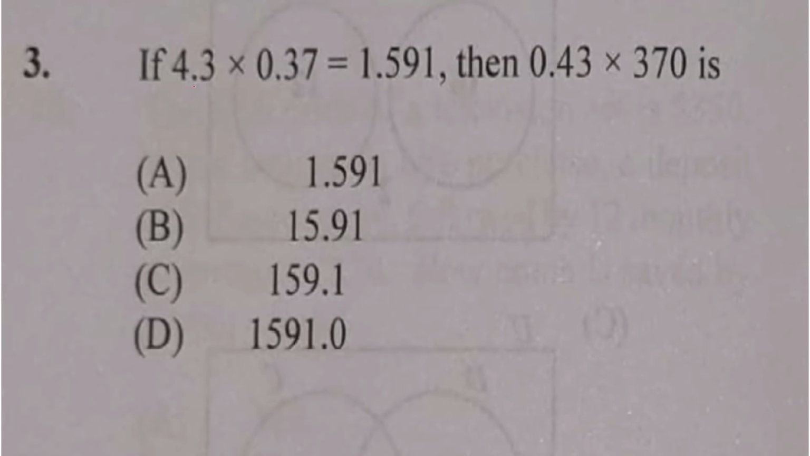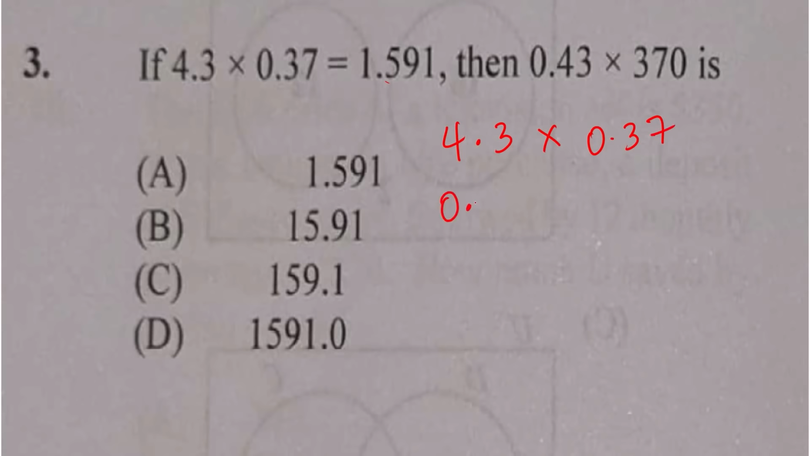Alright, now we have 4.3 times 0.37. Yes, and the picture quality is a bit ugly, but that's the best I can do for this video. So if 4.3 times 0.37 is equal to 1.591, then what is 0.43 times 370? I like to write them beside each other so I can see the changes that have happened.